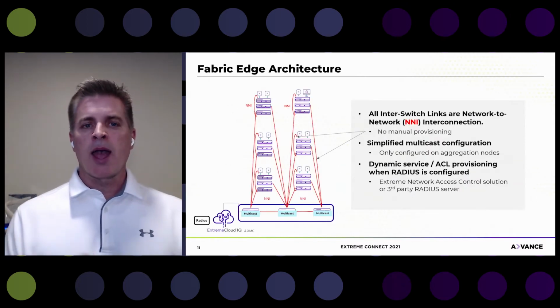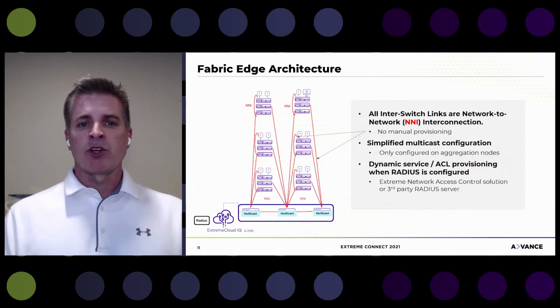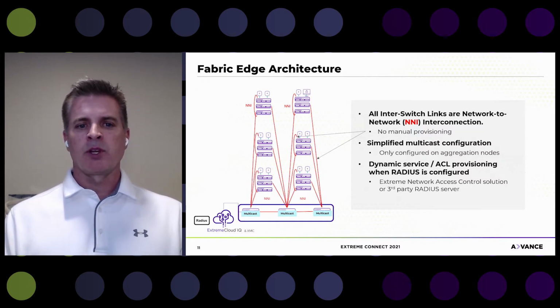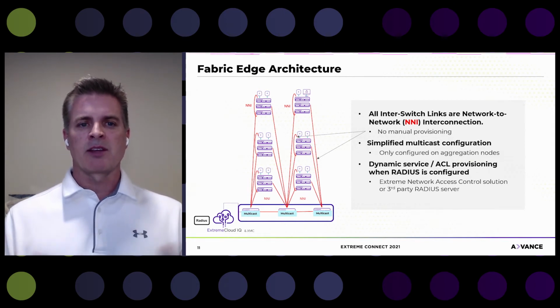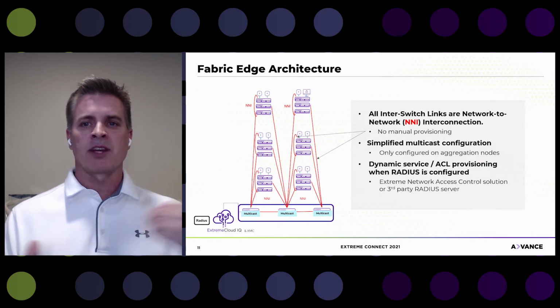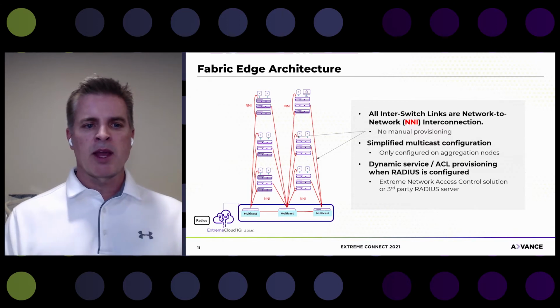So if we take a look back at the architecture, what you can see on this slide is I have 3 devices in my aggregation layer, and then I have a series of IDFs, and you can see that I'm using the same connection, the same technology to connect all the devices together. In this case, it's Fabric Connect, and I'm using network-to-network interfaces. On the back end, I may have Extreme Management Center or Cloud IQ and Radius provisioned to talk to the devices as they plug into these edge ports, but there's no manual provisioning of these uplinks or the ports themselves.